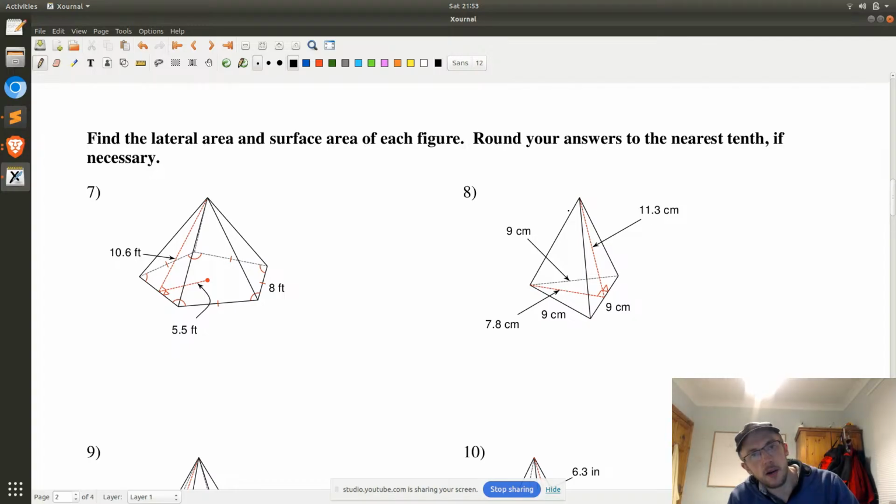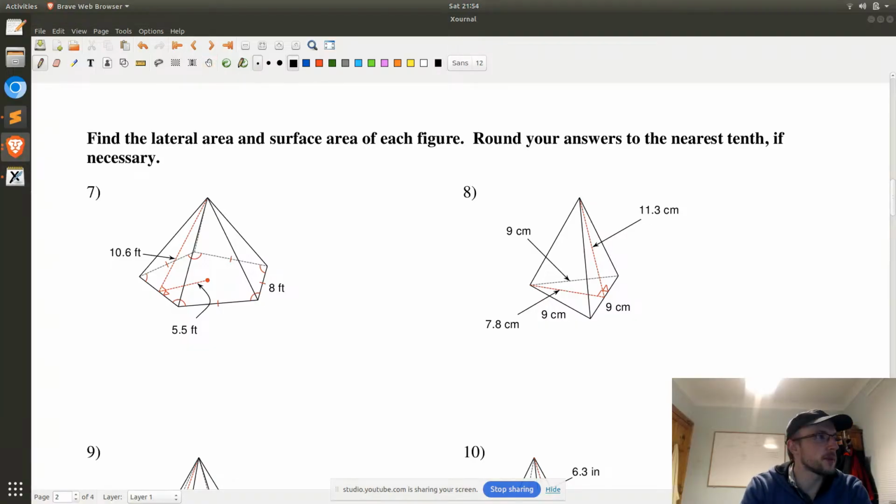Find the lateral area and surface area of each figure. Round your answers to the nearest tenth if necessary. So, I have Wolfram Alpha open.